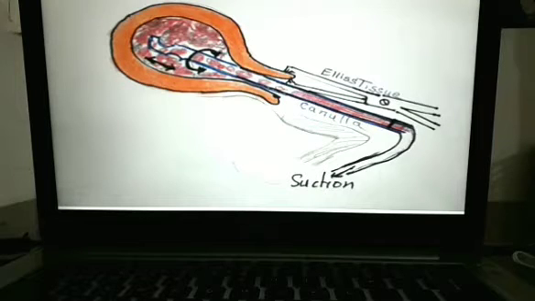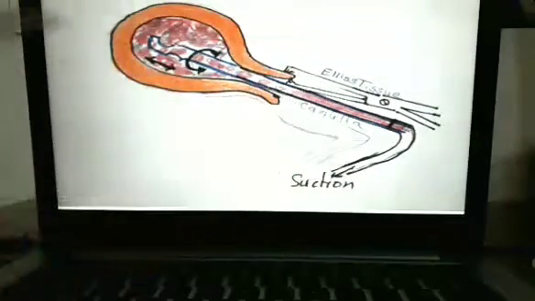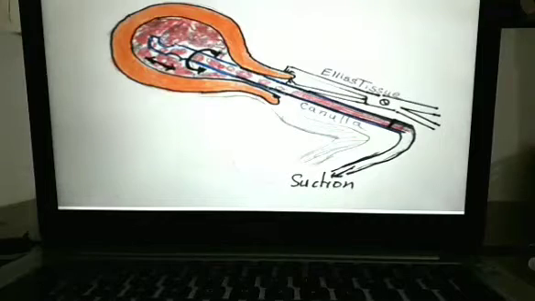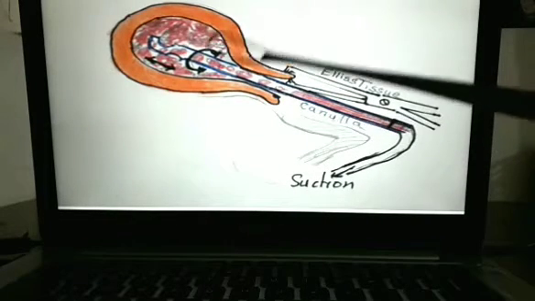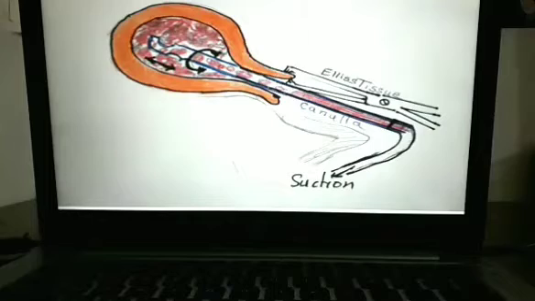So the instruments which are used are Sims speculum, Allis tissue forceps, then dilators are used. These are the different dilators. Then suction cannula is used and the blunt and sharp curette is used for this procedure. So the viva goes on all these instruments.